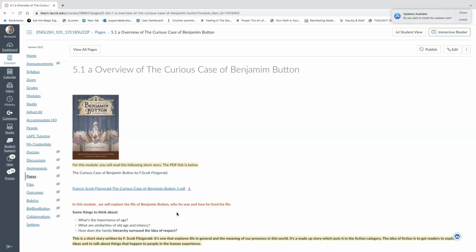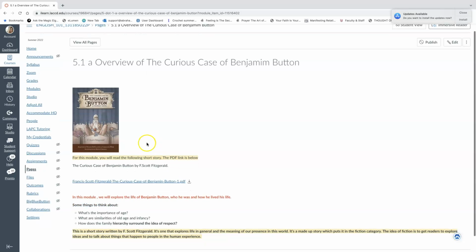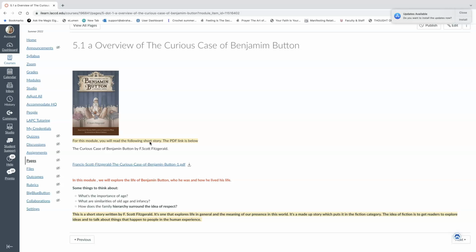And I want you guys to note how he is treated in this story as his life progresses from infancy, which is an old man, into his old age, which is an infancy. So it's a life in reverse. And it's a very interesting story.